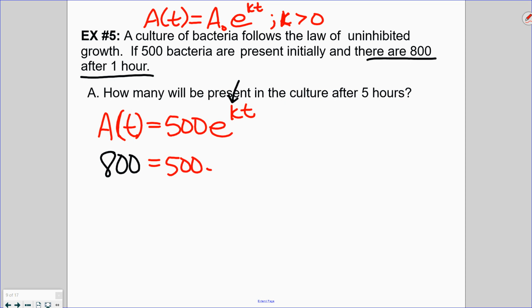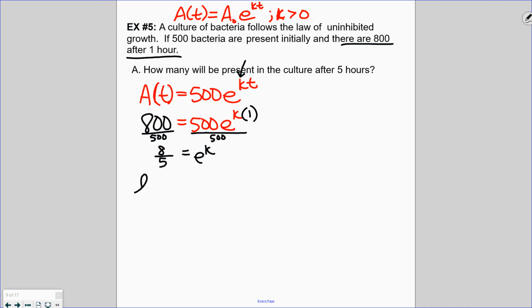after 1 hour. So we put a 1 in for t, and we put 800 in for A sub t, or A of t, because that's the amount we have. So now we want to solve that. So we're going to follow what we talked about on the last problem. We're going to divide both sides by 500. So that's going to give me 8/5, it's 800 over 500, that's 8/5 e to the k. In order to solve this, I'm going to take the natural log of both sides.